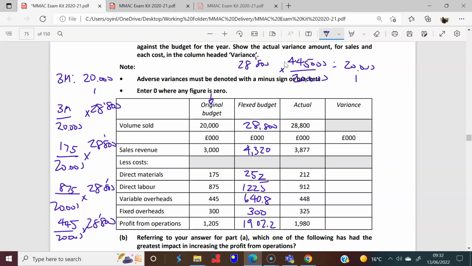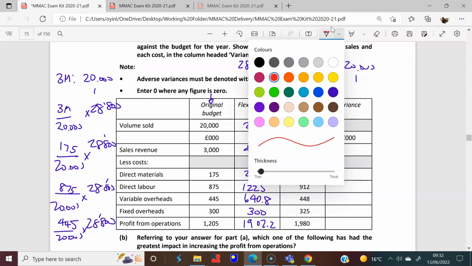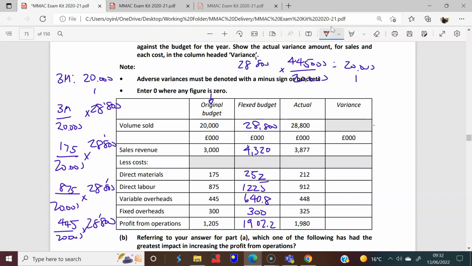Right, let's talk about whether they're favorable or not. Let's go for the adverse ones. First of all, this is what we were expecting, and you've come up with this, which is less. So this is the variance. Oh, they just want the figure. That's fine. 4320 minus 3877. So you've come out with less. So 443.